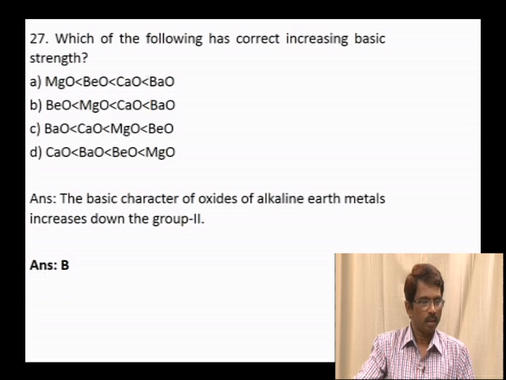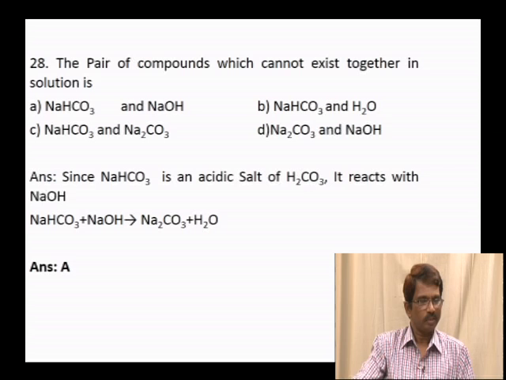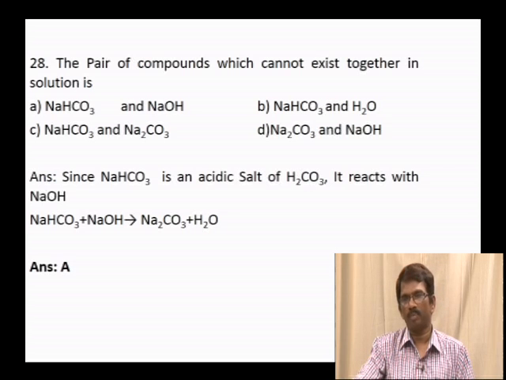And then therefore the correct order is from BeO to BaO. Obviously option B is the correct answer. In question number 28, the pair of compounds which cannot exist together in the solution.